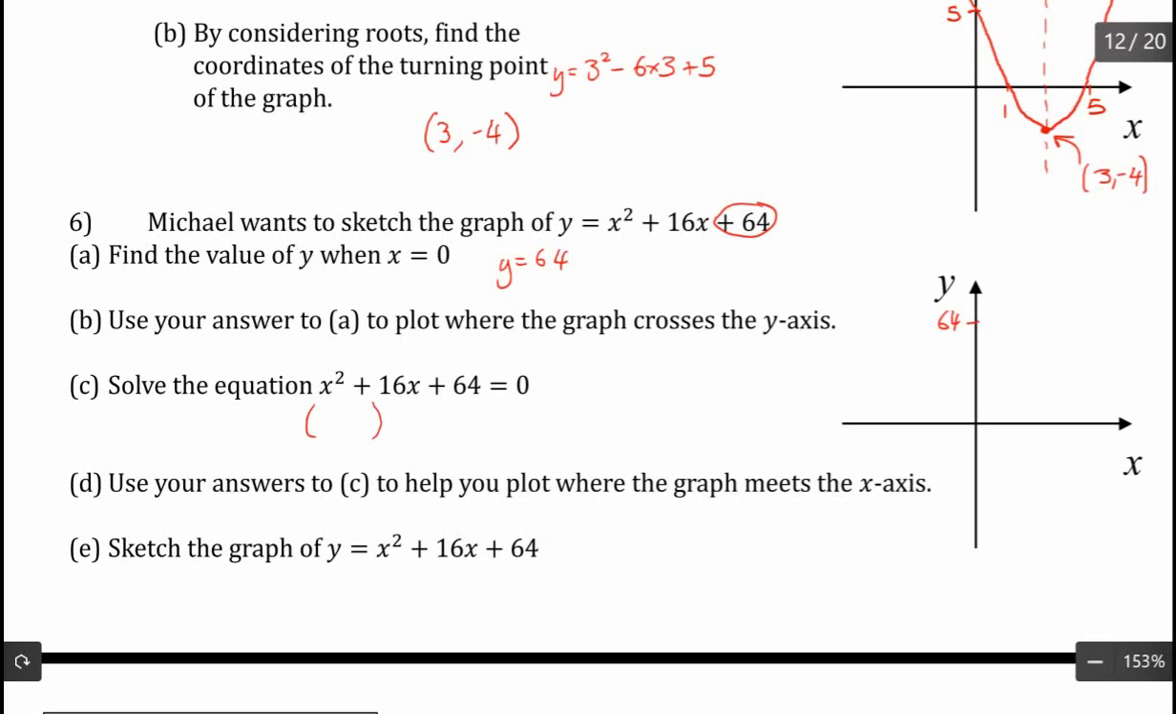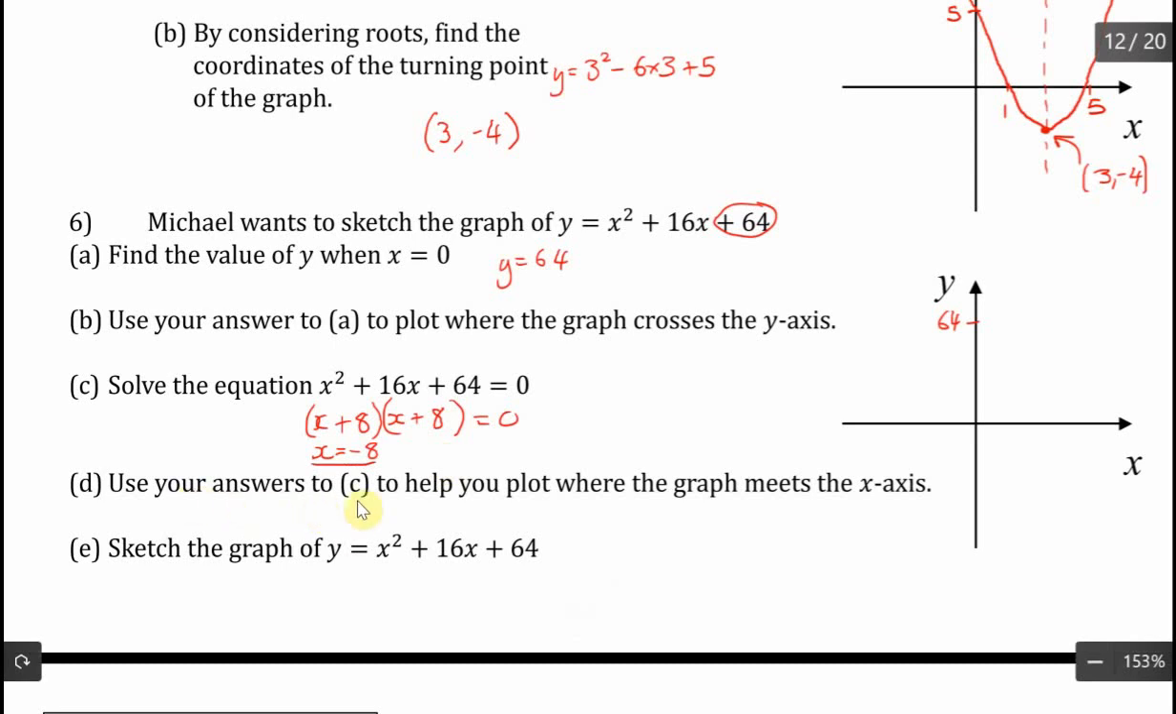Okay, so x plus 8 and x plus 8 multiply together to give 64. So x is equal to -8. Now this would give us the same root. So there's only one solution.